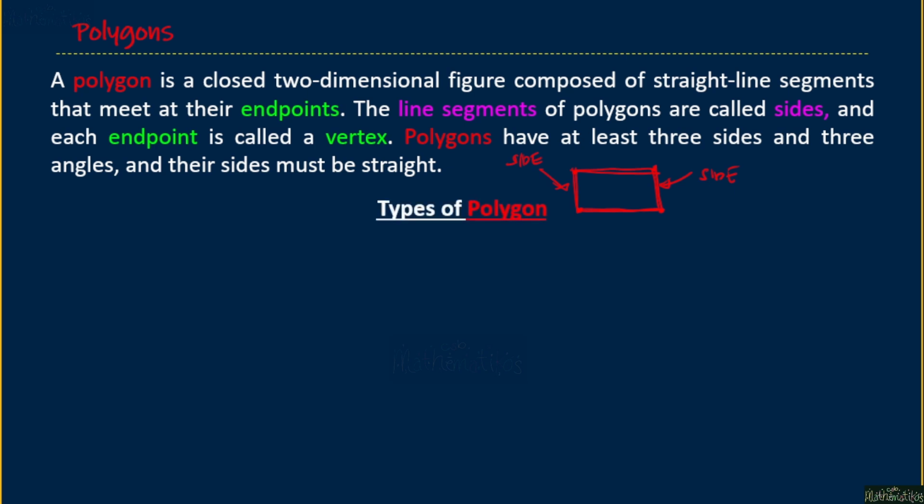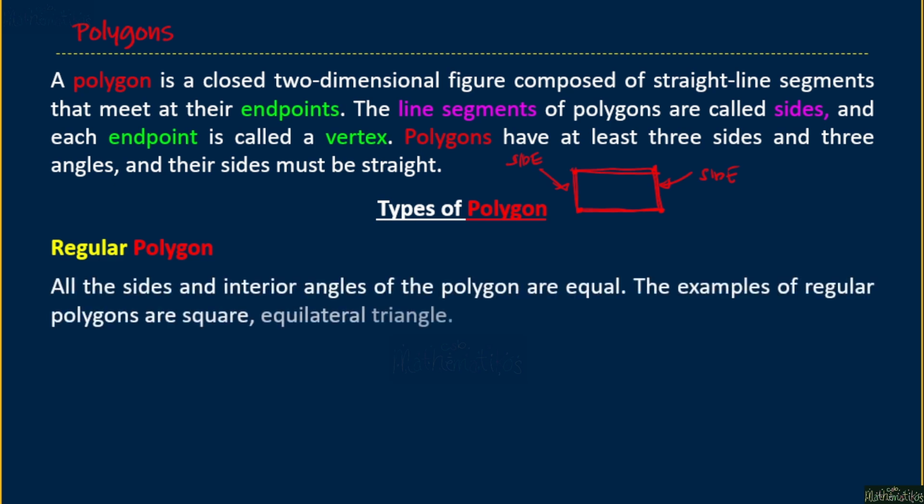So there are types of polygon. First, a regular polygon. All sides and interior angles of the regular polygon are equal. The examples of regular polygons are square and equilateral triangle.